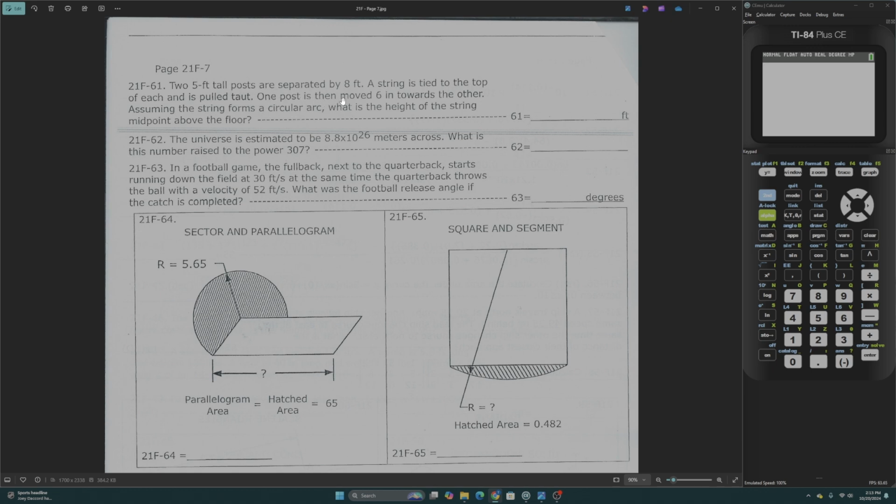One post is then moved 6 inches towards the other. Assuming the string forms a circular arc, what is the height of the string midpoint above the floor? Oh, interesting. So it's basically dropping, it's loose, and it's asking us for the height. So it's basically asking us for the radius.